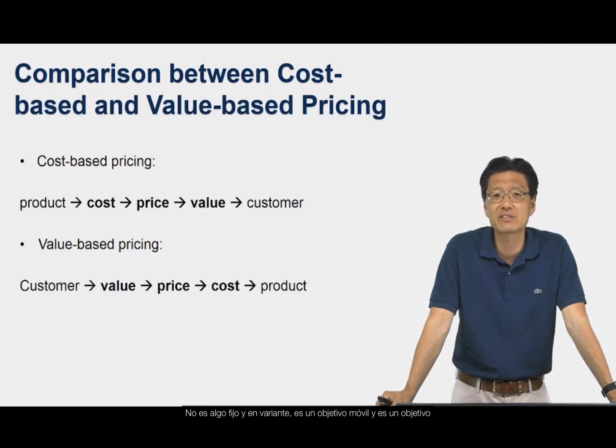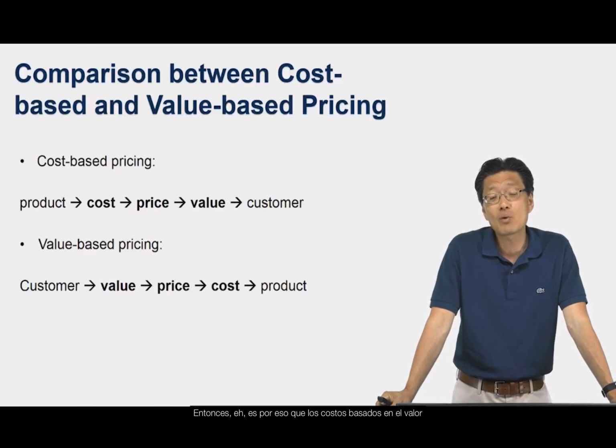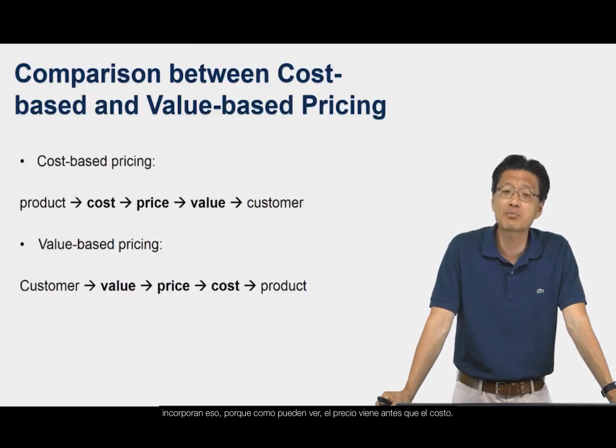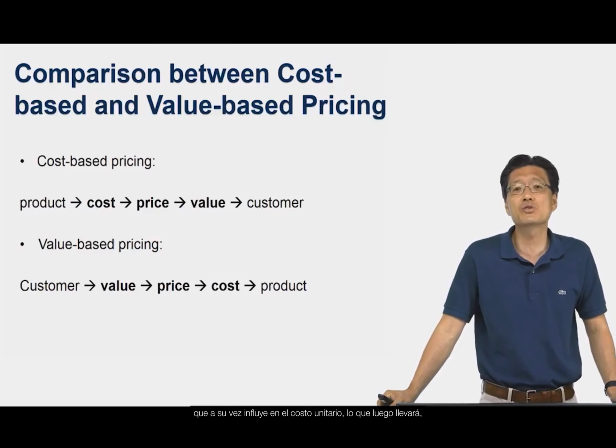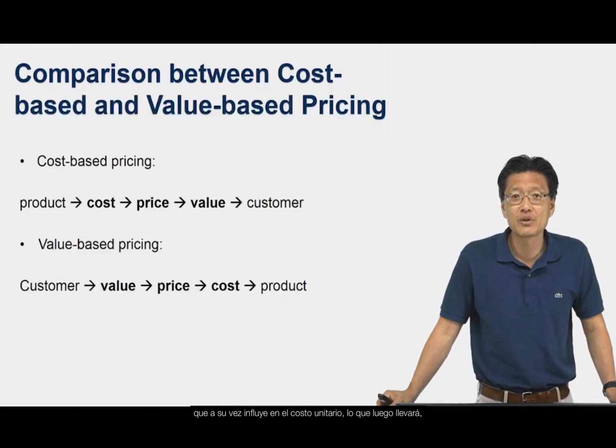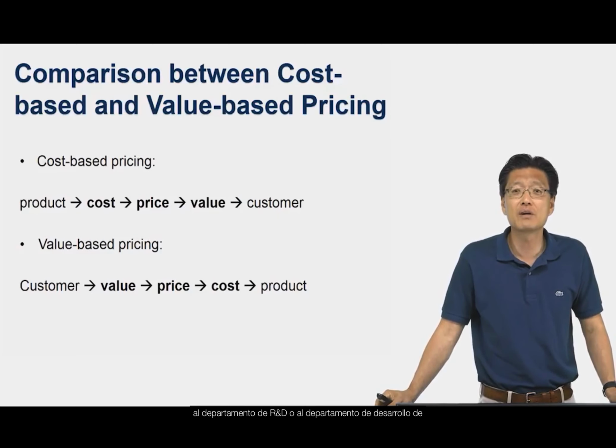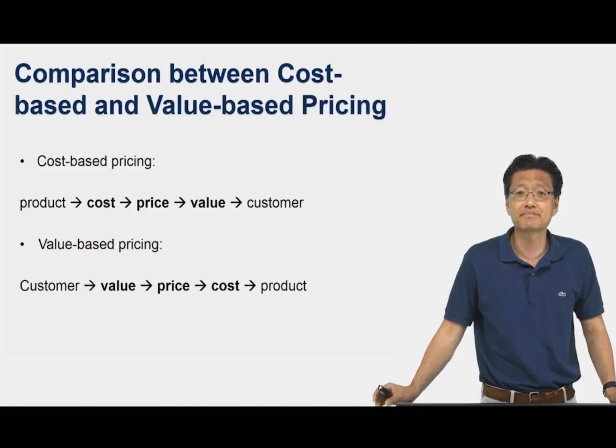It's not something that's fixed and invariant. It's a moving target, and it's a moving target based on the price that's been determined. That's why value-based pricing incorporates that, because as you can see, your price comes before cost. So price determines sales volume, which in turn influences the unit cost, which then will lead to the R&D department or the new product development department making a product, understanding how much it would cost to develop the product.